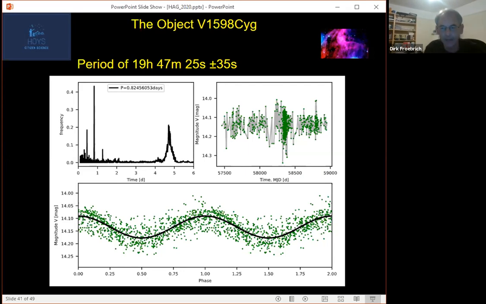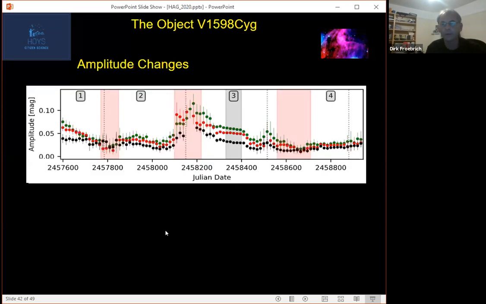And this is basically what we can measure. We can measure the amplitude. So how much does the light vary from faint to bright over time? So these are 4 years worth of data. So these are just the number of days on the x-axis here over time.